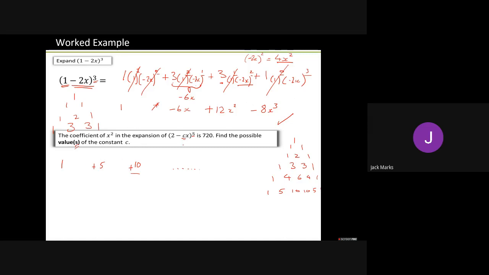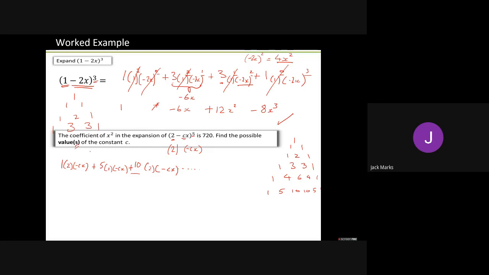So what's the first piece that we have? The first piece that we have is 2. And the other piece that we have is minus cx. So these are going to be our things that we put into brackets. So I'm going to put in 2 and minus cx.